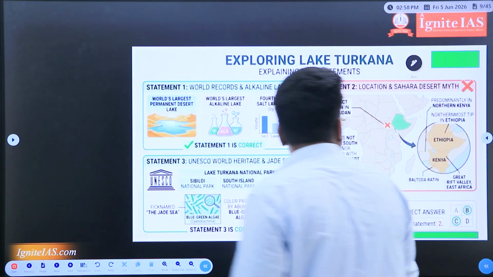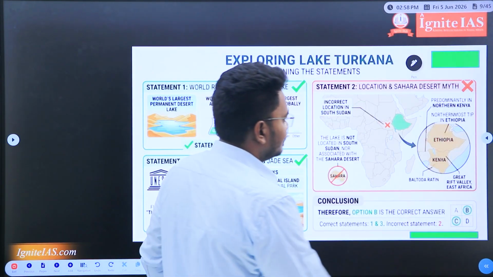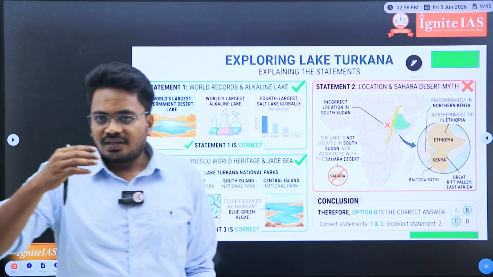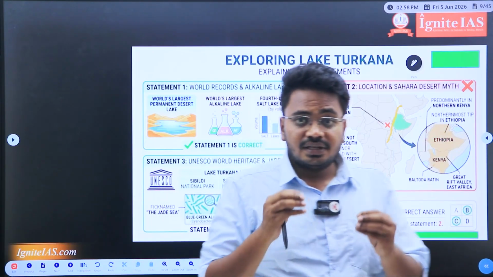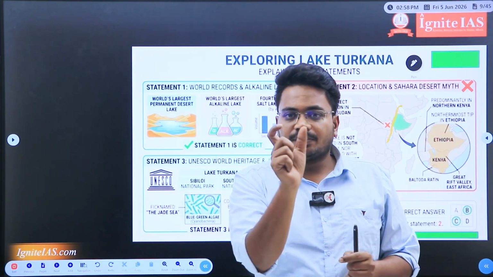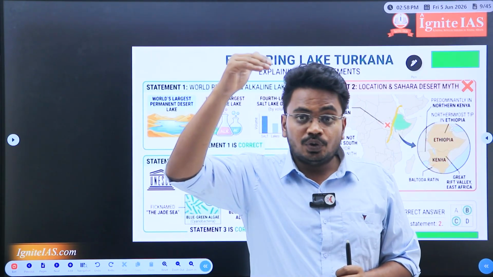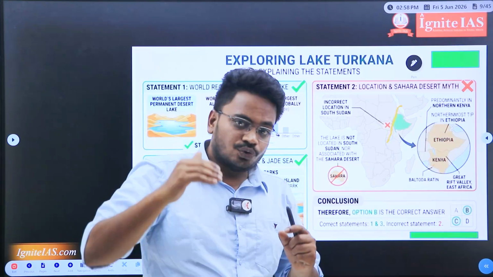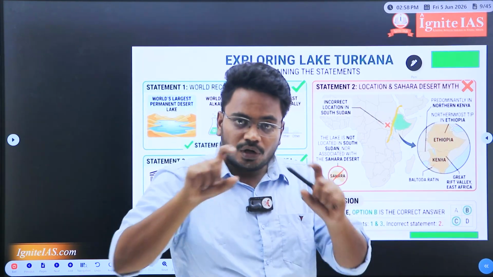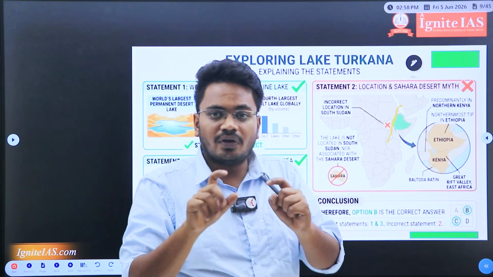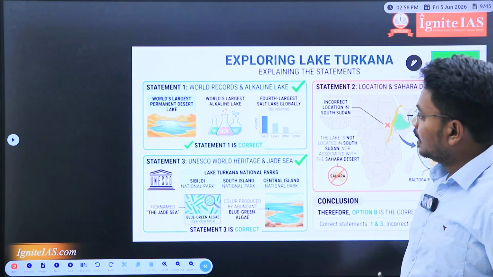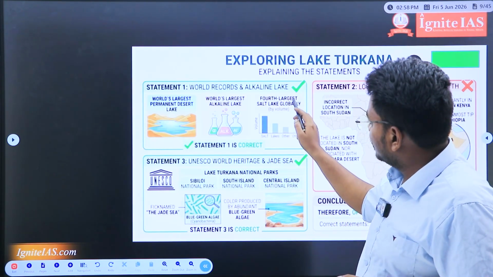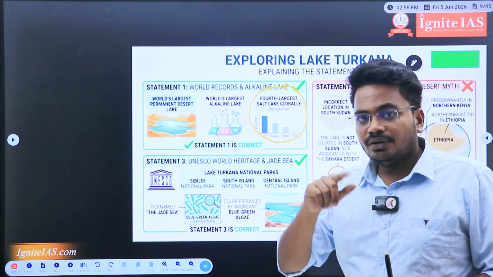If you look at this slide, as I told you earlier, Lake Turkana is near the Rift Valley, right? The southern part of Lake Turkana is in Kenya, or we can say Lake Turkana is present in northern Kenya, and the northernmost point of the lake extends up to Ethiopia. That means on the southern side of Ethiopia and the northern part of Kenya, on the border of these two countries, we will see Lake Turkana. And if you look at its salinity, it is the fourth largest salt lake by volume. Okay, right.